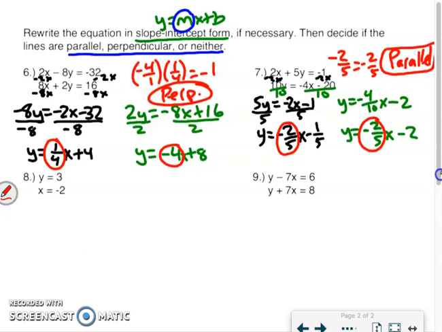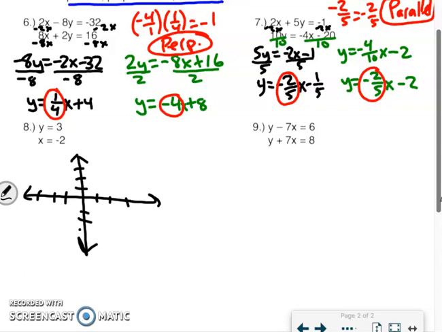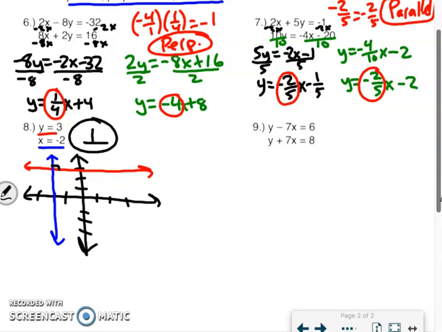Okay? The third one looks like a little bit of a trick, but y equals 3 is just a horizontal line through 3. So the line y equals 3 is a horizontal line through 3. The line x equals negative 2 is a vertical line through negative 2. Vertical lines and horizontal lines are always perpendicular. So if you get a y equals a number and an x equals a number, that's going to give you a perpendicular set of lines.